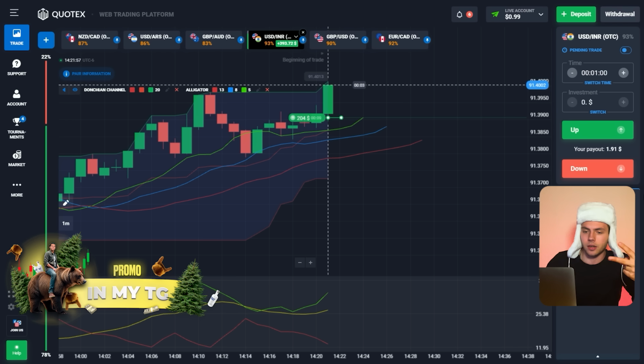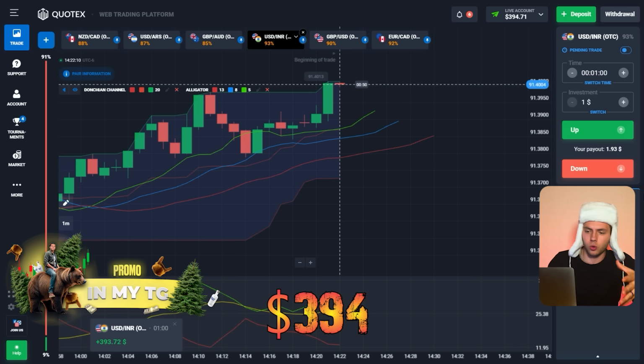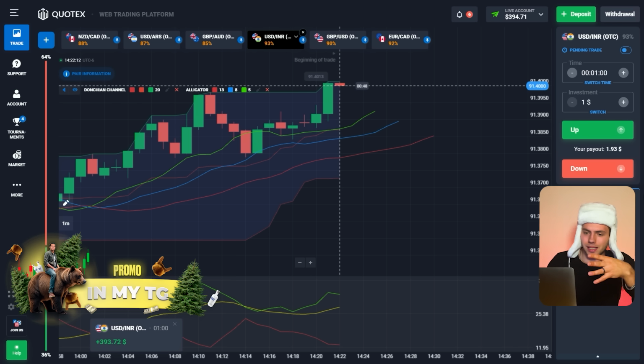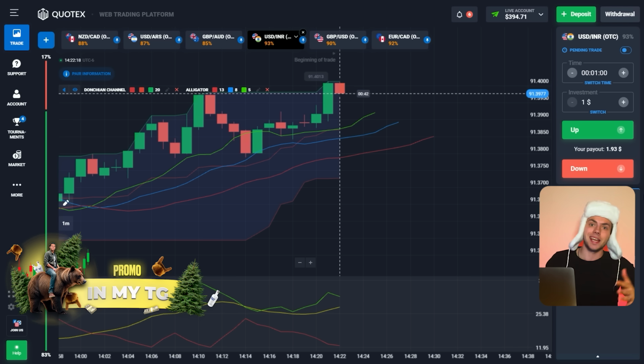The second indicator, the 8x, makes everything pretty obvious here. A very obvious trend of upgoing direction of the price, okay? In combination, all these indicators gave us a pretty obvious picture, and here we got our $394, which is good. So that is basically how it works.